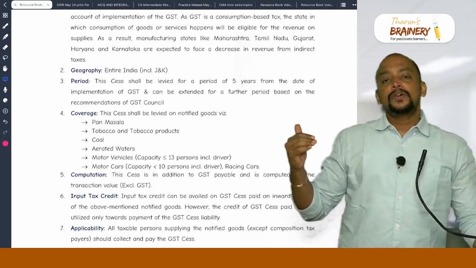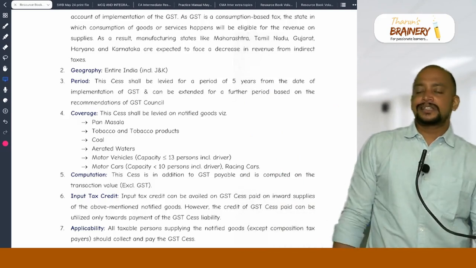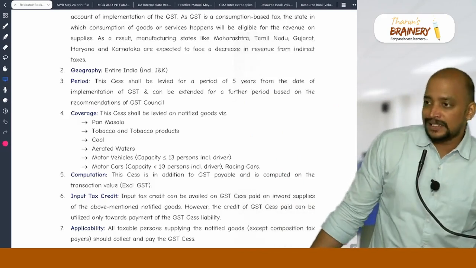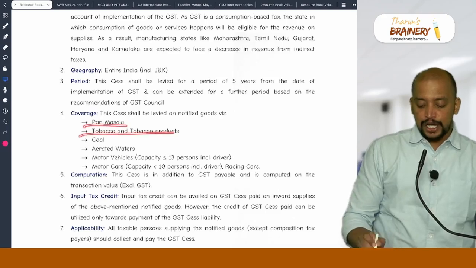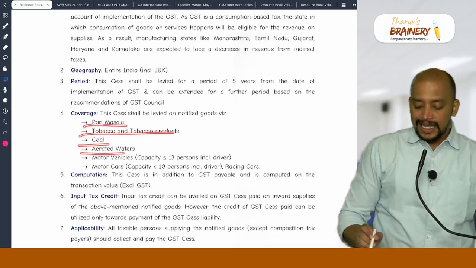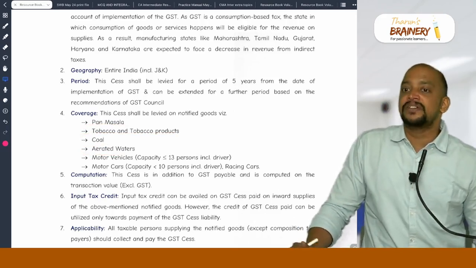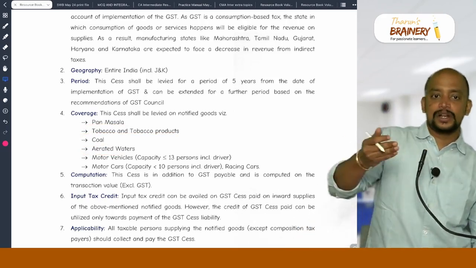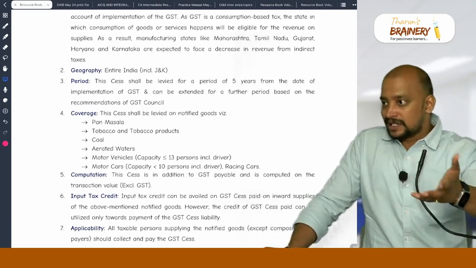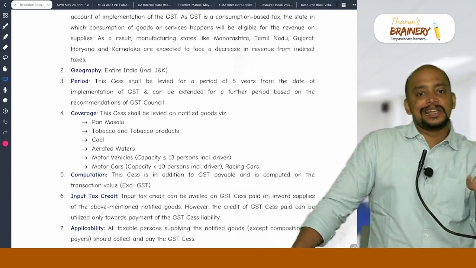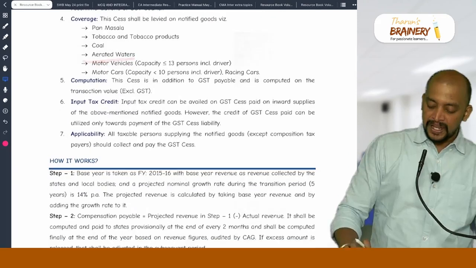Okay. So what are the examples of the notified goods? Just for knowledge sake: automobiles, like I told you, motor vehicles, and even pan masala, tobacco and tobacco products, coal, aerated waters. Aerated waters is basically raw material for the beverage industry. The soda industries, Coca-Cola or Pepsi companies, etc. For that, the raw material is aerated waters. On that also compensation cess is there.